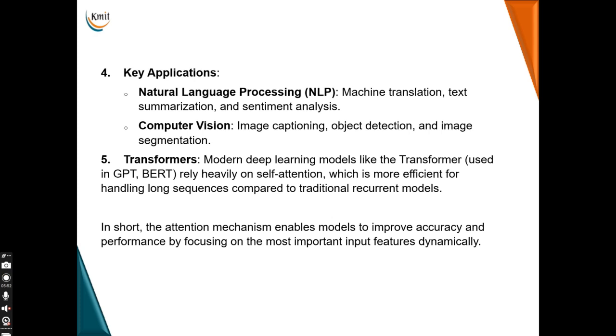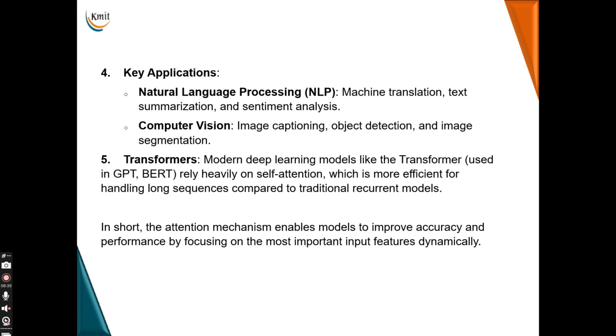And transformers, what exactly are transformers? As I told, attention mechanism is mostly used in transformers. The self-attention mechanism is used in transformers. Modern deep learning techniques are trying to work with models, and these models are called transformers, which work with the self-attention principle, wherein they are more efficient for handling long sequences of inputs compared to the traditional RNN models. Examples for such transformers are GPTs, BERT, etc. These are the models wherein self-attention mechanism will be used.